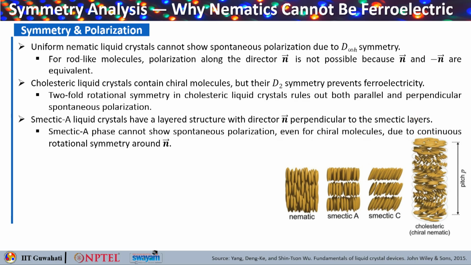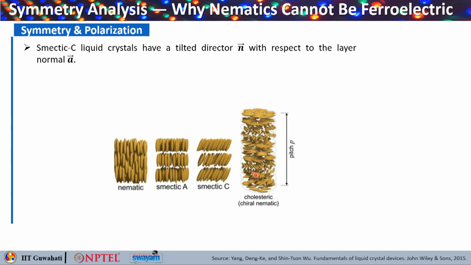polarization. Now we can focus on the smectic A type, where you see the molecules are aligned plane-wise. So they basically have layers. Smectic A liquid crystals have layered structures with director n perpendicular to these smectic layers. The smectic A phase cannot show spontaneous polarization even for chiral molecules due to continuous rotational symmetry around n. So they have this rotational symmetry, so they can't show spontaneous polarization.